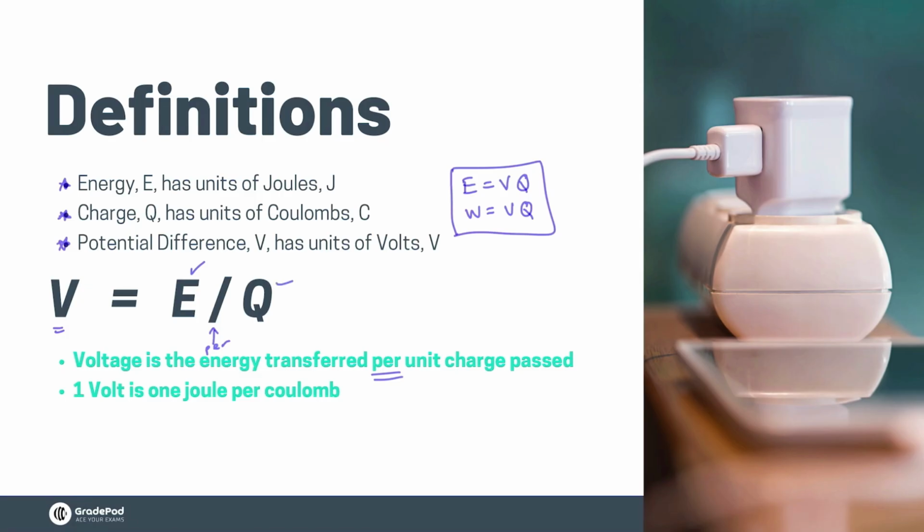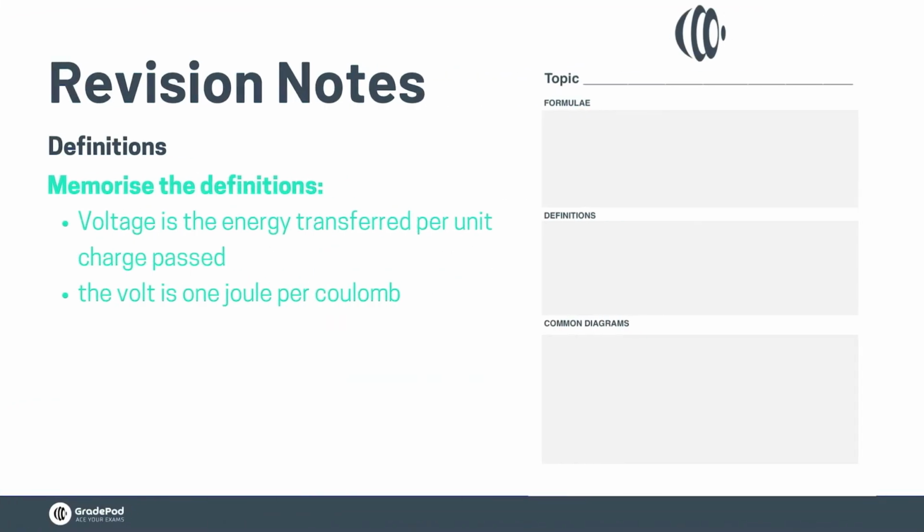And the volt, well, let's just look at the units of these things. 1 volt is equal to 1 joule per 1 coulomb. These two definitions are important. Let's pop them into the definition section. So voltage, I don't need to write this down, you can do it. So you write down your definitions here.